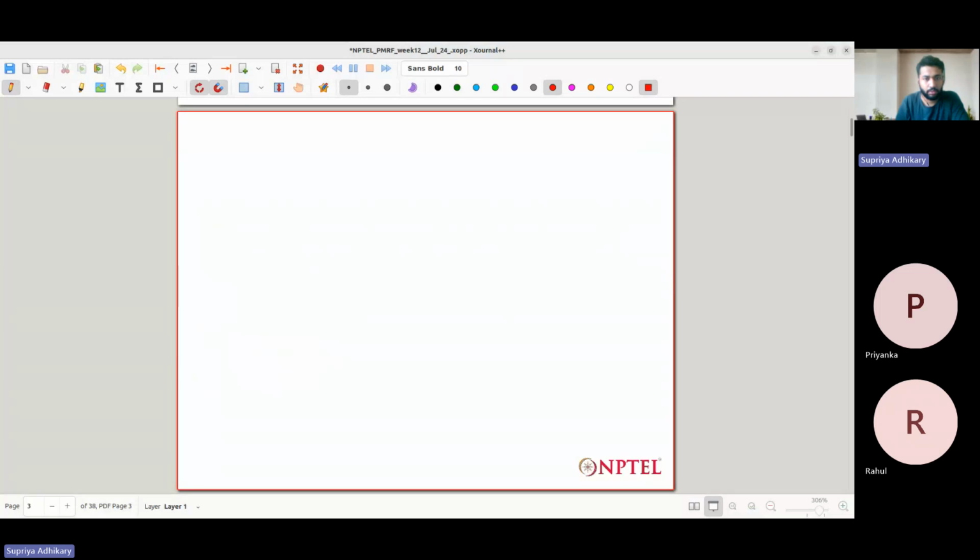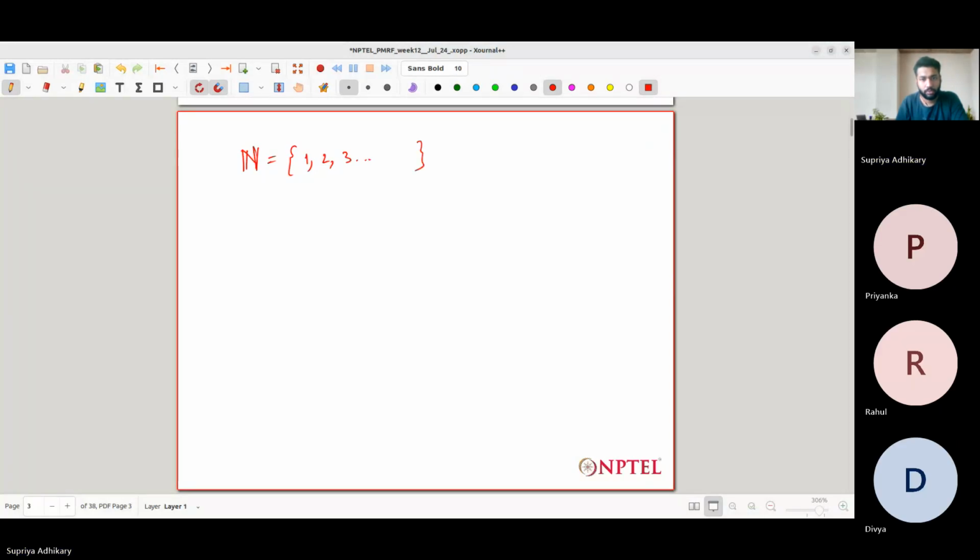So what is the set of all non-zero integers? It is the set of all natural numbers that consist of the numbers 1, 2, 3 up to infinity. These are the set of all positive integers. Now we have to verify whether this forms a group. For a group, there are 3 properties. The first property was the closure property.